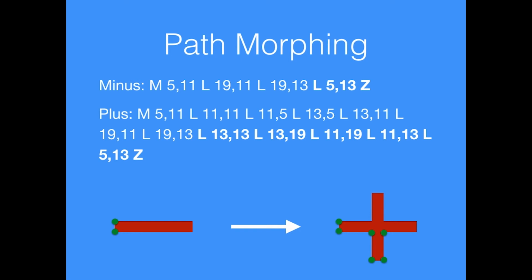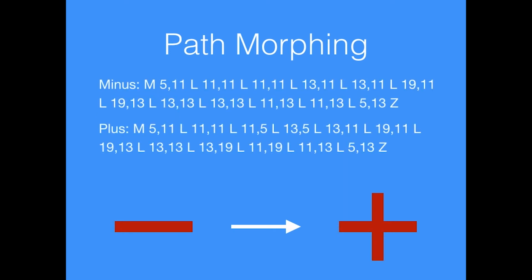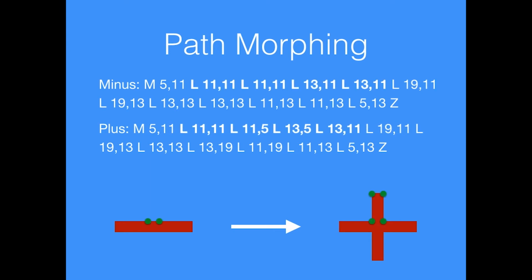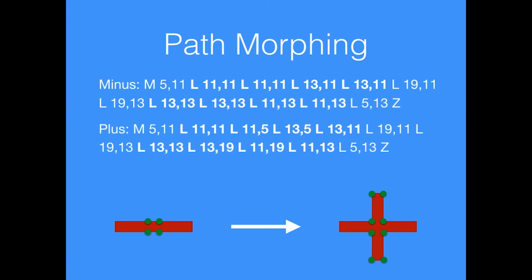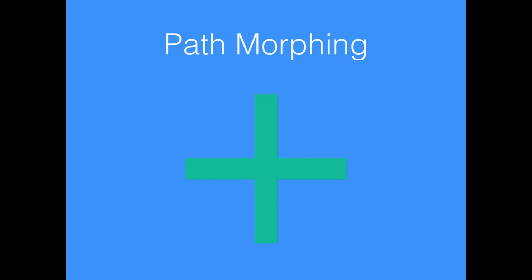So in order to fix this, we have to add commands to the minus path that don't alter the visual shape of the final path, but allow us to morph it when we want to. So we add these five commands, or the missing four commands, to the minus path, and we do that on the other side of the path. So we get the final path that looks exactly like the minus sign we started with, but actually has these extra control points that we can then use to animate. And what this actually looks like is this pretty smooth animation that goes from minus to plus.